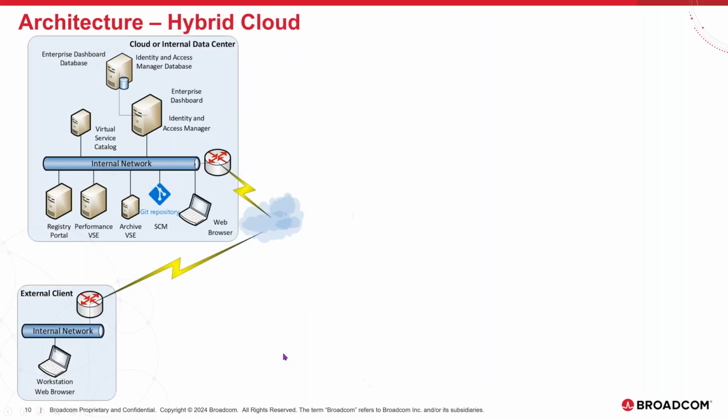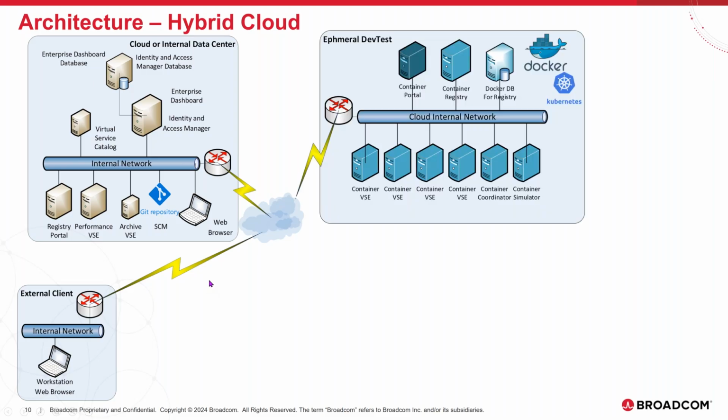Another option is hybrid cloud. So you have enterprise dashboard, Identity Access Manager, you may have a registry portal, some VSEs up permanently, but then using Docker, Kubernetes, whatever, you can actually bring up an entire system. Bring up the registry and the portal in separate containers, as many virtual service environments as you need, coordinator, simulator, and if you look at our Docker Compose and Kubernetes documentation, it talks you through doing all this.